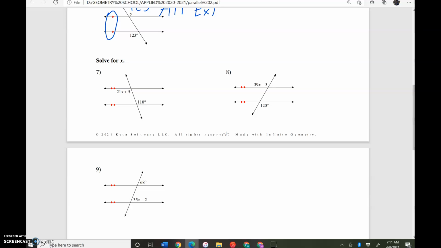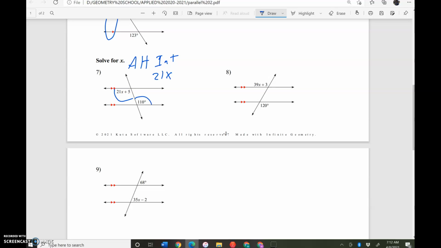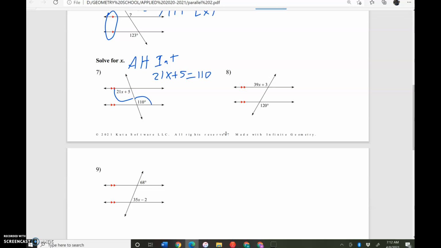So, using the same concept, here we have alternate interior angles, and we know those are going to be congruent. So it means they're going to be equal to each other. So I have 21x plus 5 is going to be equal to 110.